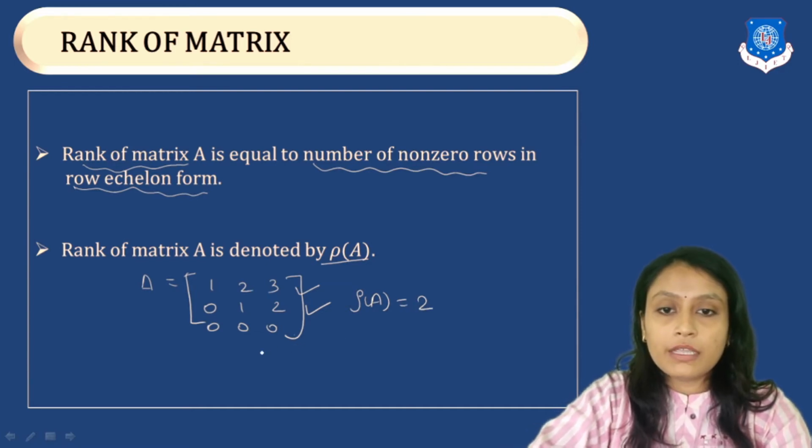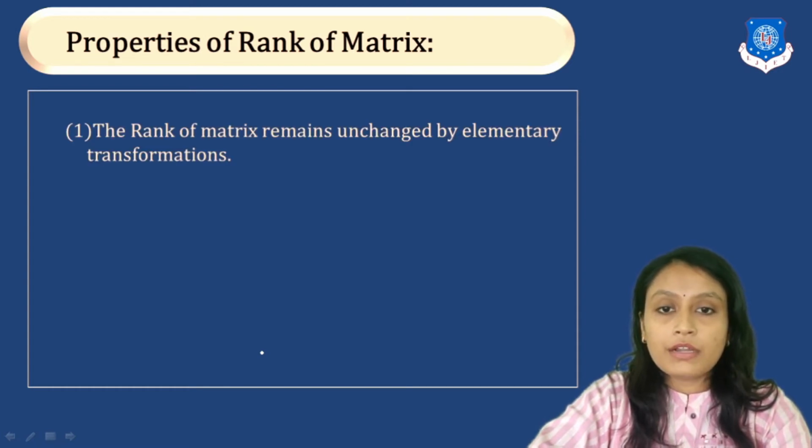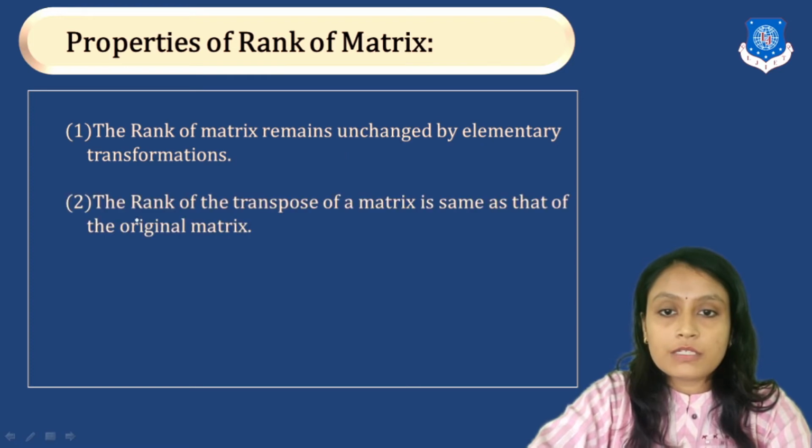Now let's begin with the properties of rank of a matrix. So the first property is rank of a matrix remains unchanged by elementary transformation. Means if you make the elementary transformations, the rank will remain same. The next property is rank of a transpose of a matrix is same as that of original matrix.